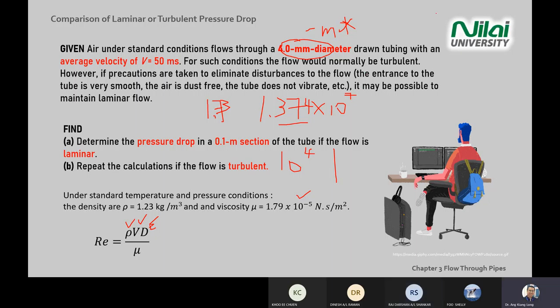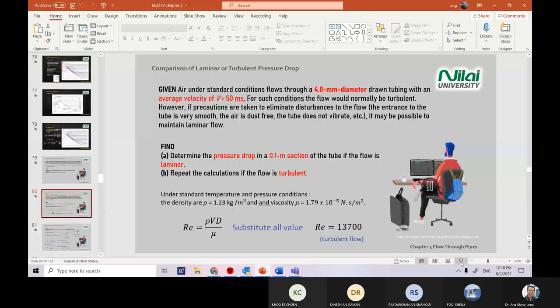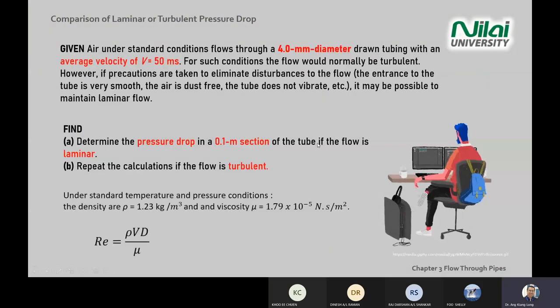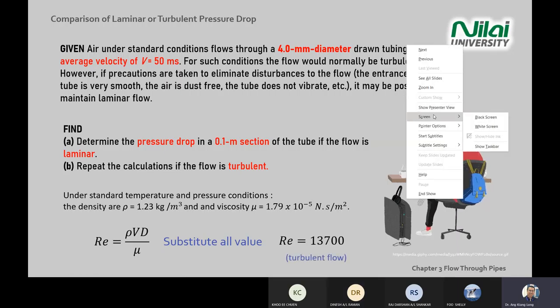Okay, so you get a Reynolds number of 1.3 × 10^4, so it will be 13,743. So Dinesh, what does this Reynolds number tell you? Is it laminar or turbulent? Turbulent. Okay, correct, it is turbulent.